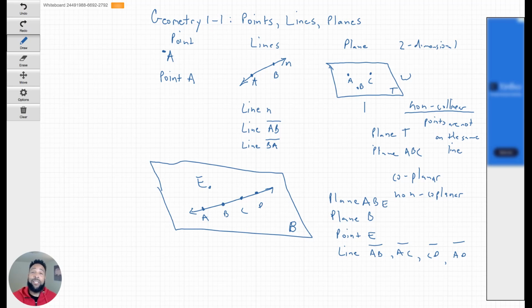So I hope this helps. This is just the beginning of some geometry fundamentals. We're going to take it little by little, do a little bit more at a time.